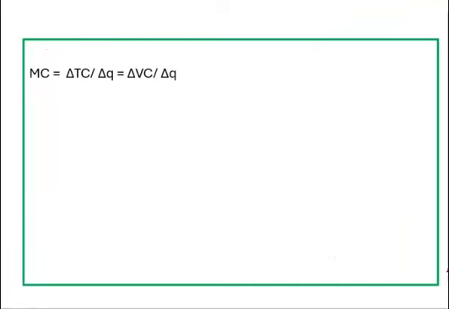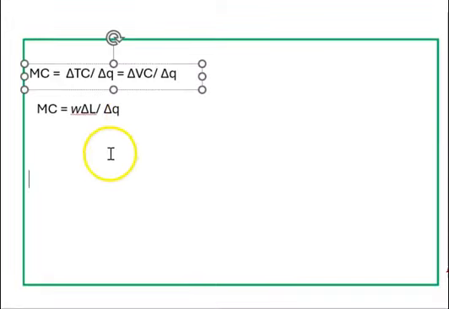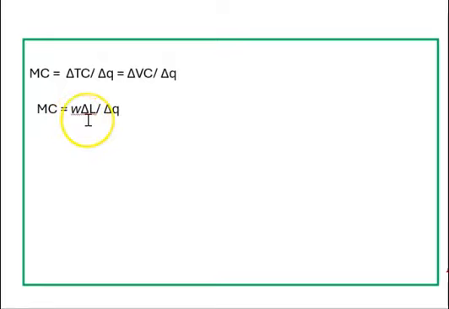Let us go back now to marginal cost. We said marginal cost equals change in total cost divided by change in output. It also equals change in variable cost divided by change in output. We know that in the short run, labor is the variable cost, and the price of labor is wages. So we can then rewrite the equation and say marginal cost equals wages times change in labor divided by change in output.